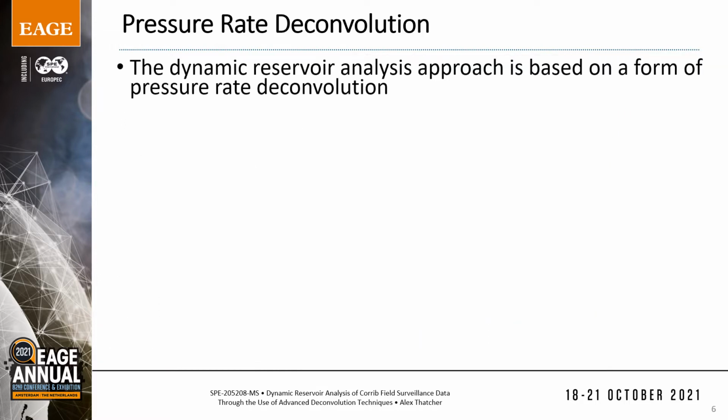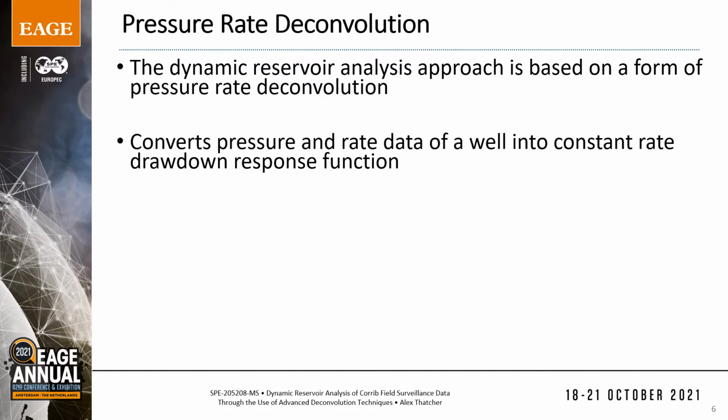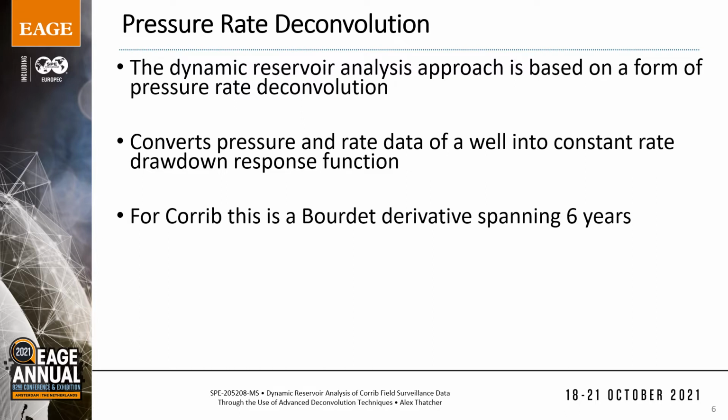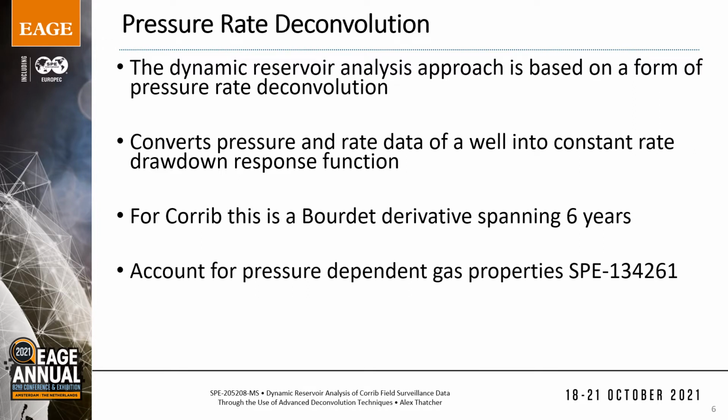The dynamic reservoir analysis approach is based on a form of pressure rate deconvolution. Pressure rate deconvolution is a method for converting the pressure and rate data obtained from a well operating under variable rate conditions into a much simpler form of constant rate drawdown pressure response function from the same well. The constant rate drawdown response function presents itself as a Bourdet derivative that spans the entire test time, in our case 6 years.